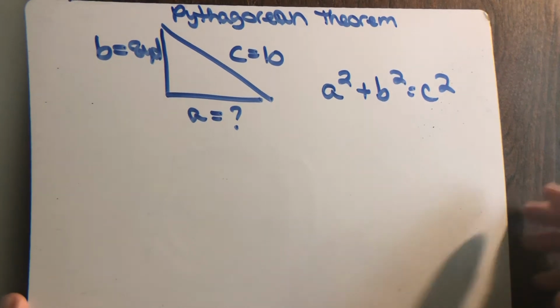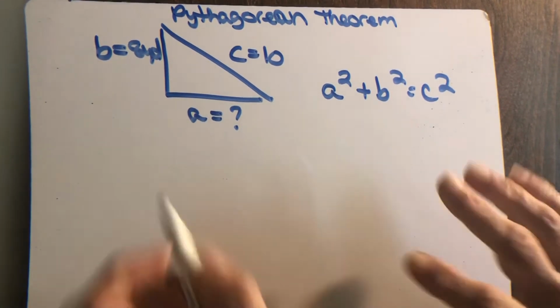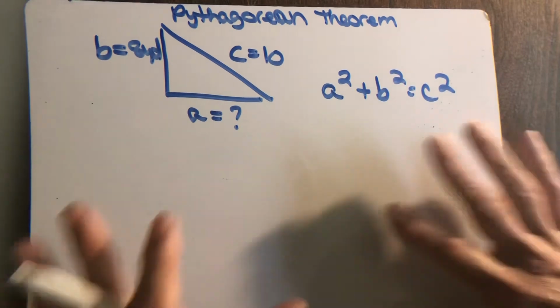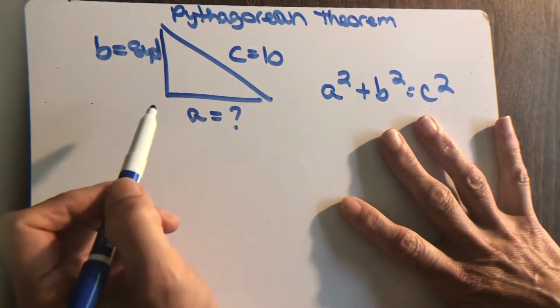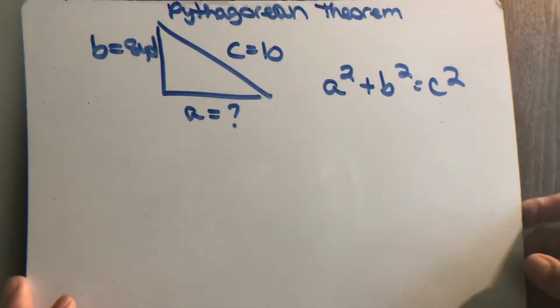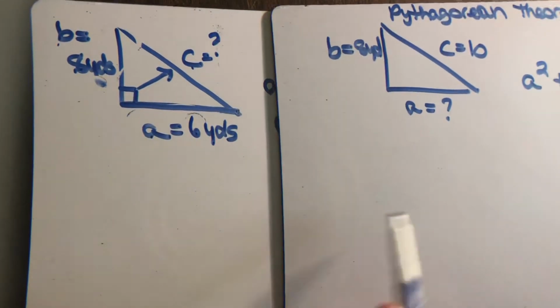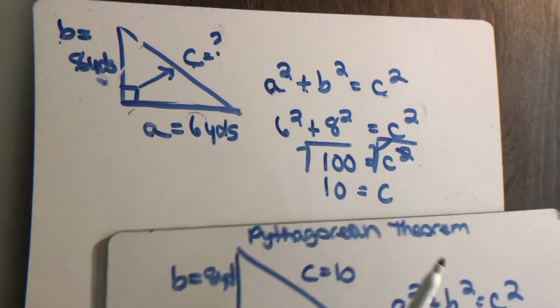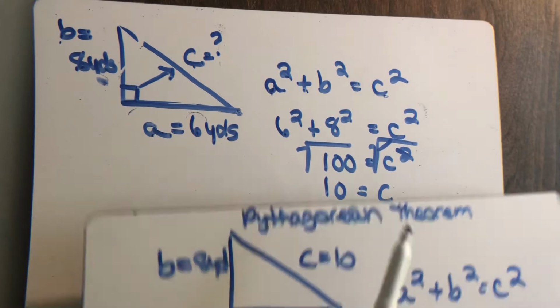Welcome back. We're going to continue with Pythagorean theorem. Now look at this problem we have here. If you watch the last video, you'll recognize that the numbers are all the same. We actually solved for C on the previous video.